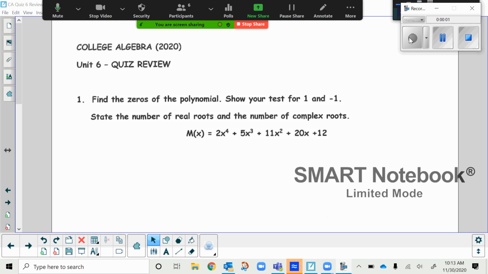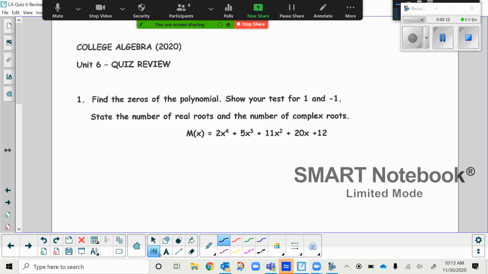So this first problem, find the zeros of the polynomial. Show your test for 1 and -1. State the number of real roots. Okay, we're not going to do that one. That sentence, Miss Arnold wrote this review. It's really good, but I didn't make y'all do that.